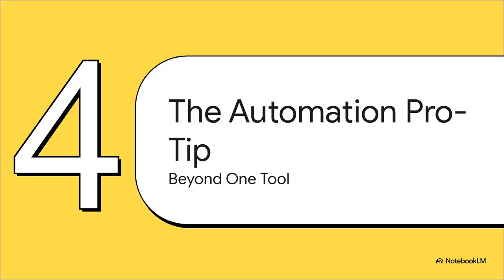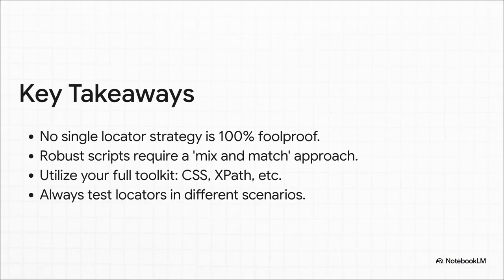So we've just mastered a really specific and awesome set of tools. But to really become a pro, you have to think strategically. A single tool, no matter how good, is never the whole story. You've got to remember these key points. No single locator strategy is 100% foolproof. It just isn't. Truly solid automation comes from a mix-and-match approach. You should be comfortable using your entire toolkit: CSS selectors, XPath, whatever you've got. The real key is knowing which tool to use and when, and then always testing your choices.